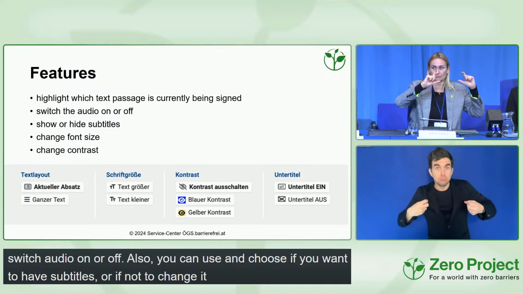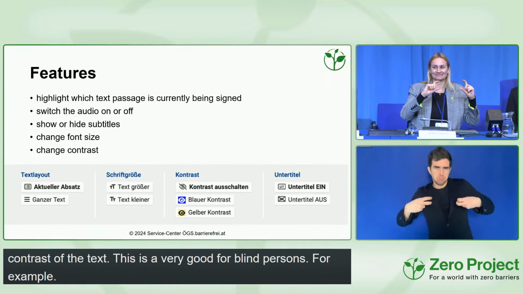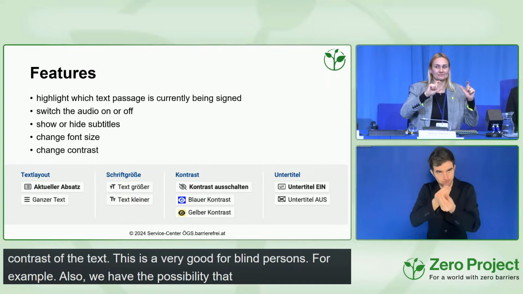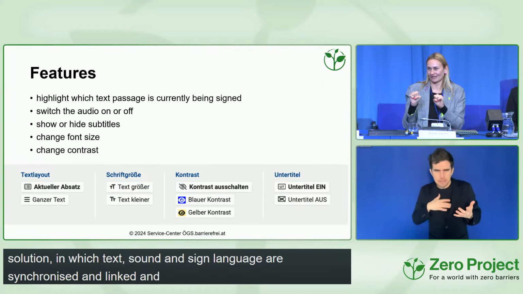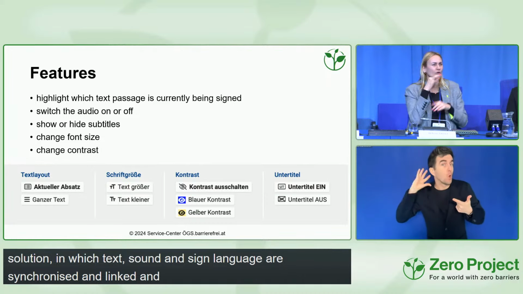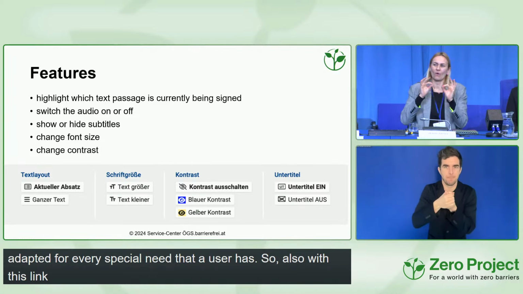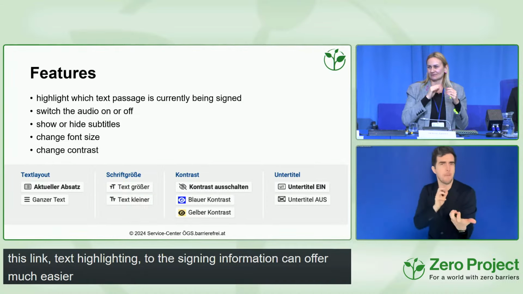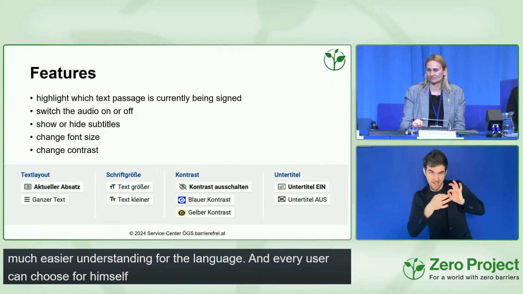Also, we have a comprehensive solution in which text, sound, and sign language are synchronously linked and perceptible at the same time, and can also be adapted for every special need that the user has. So this linked text highlighting to the signing information can offer a much easier understanding of the language. And every user can choose for himself which solution is the best one for his issue.